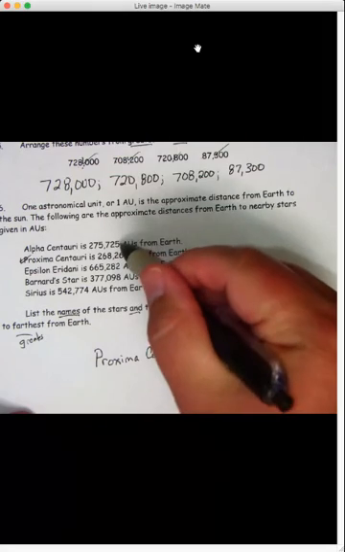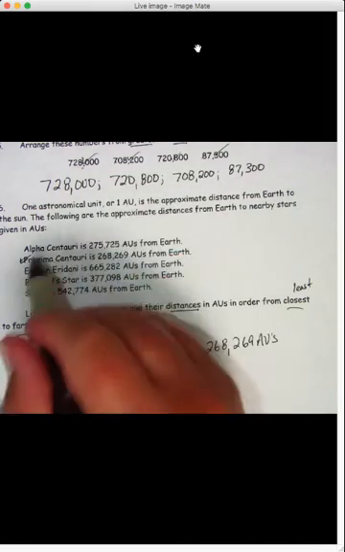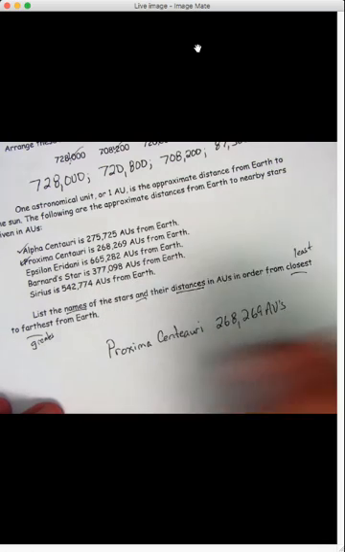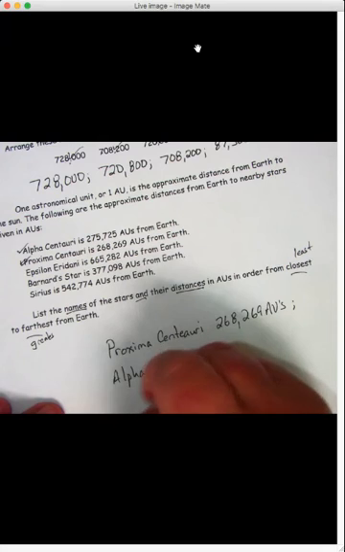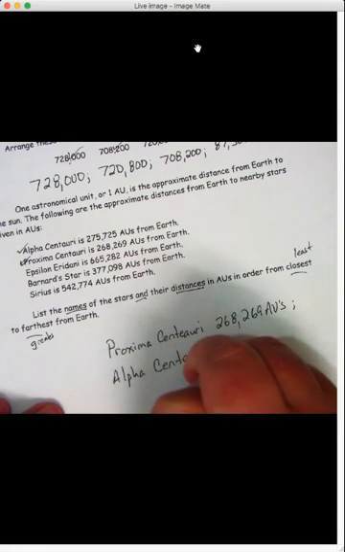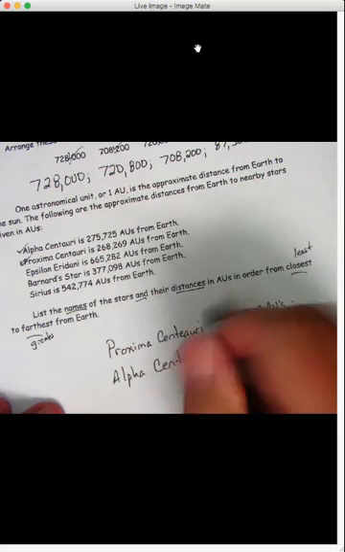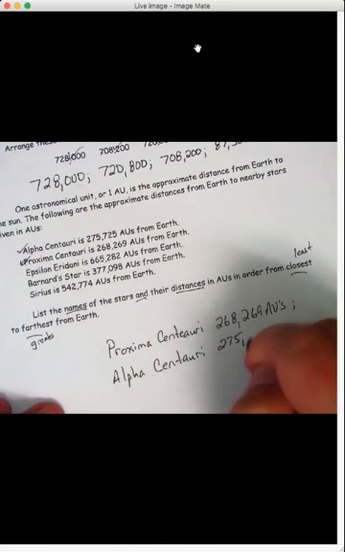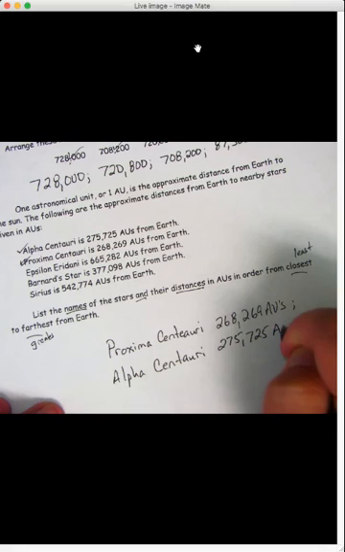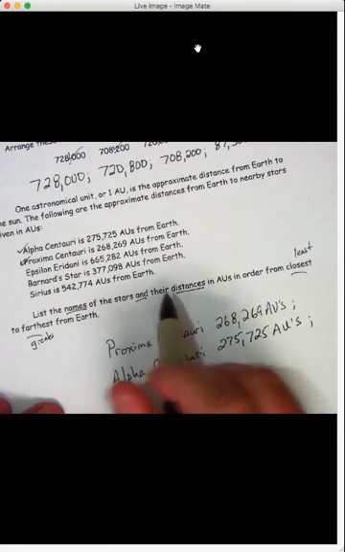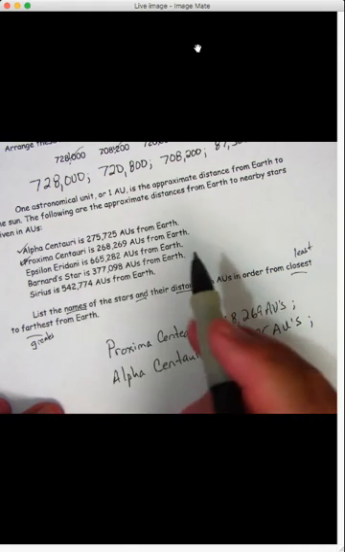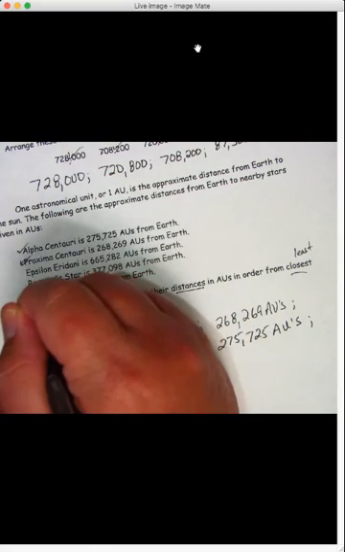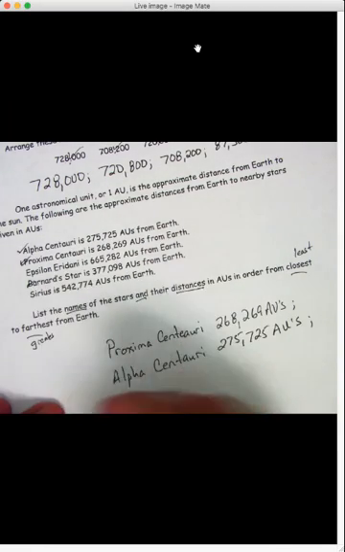And there was one other, the one that had a 2 in the 100,000th place, and it's called Alpha Centauri. So let's remember, put your semicolon. Alpha Centauri, and it was 275,725 AUs. Semicolon. What's next? Okay, we've got a 5 in the 100,000th place, a 3 in the 100,000th place, and a 6 in the 100,000th place. So that's going to be that 3, isn't it? And it's called Bernard's star.